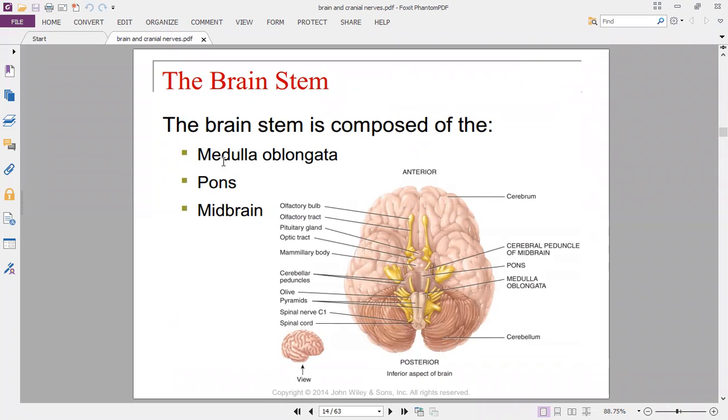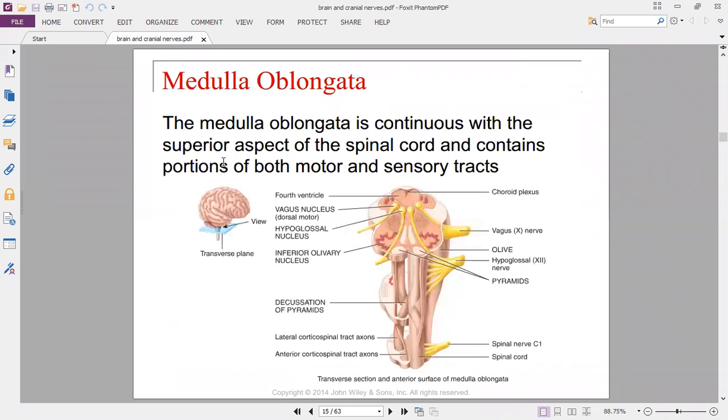It has three parts: medulla oblongata, pons, and the midbrain. The medulla oblongata is continuous with the superior aspect of the spinal cord and contains portions for both motor and sensory areas. The medulla oblongata has many parts. You can see here that it starts just above your spinal cord.